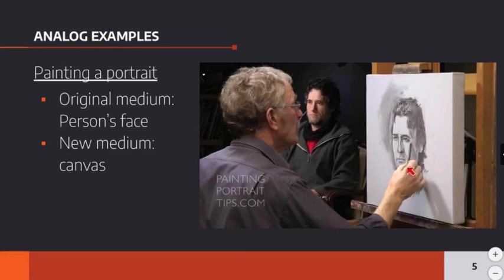Some examples of those. One would be painting a portrait. The original medium was the person's face. The new medium is the canvas. We've basically made a copy of the original onto a new medium, onto a new substance. So we're able to send the information somewhere else.